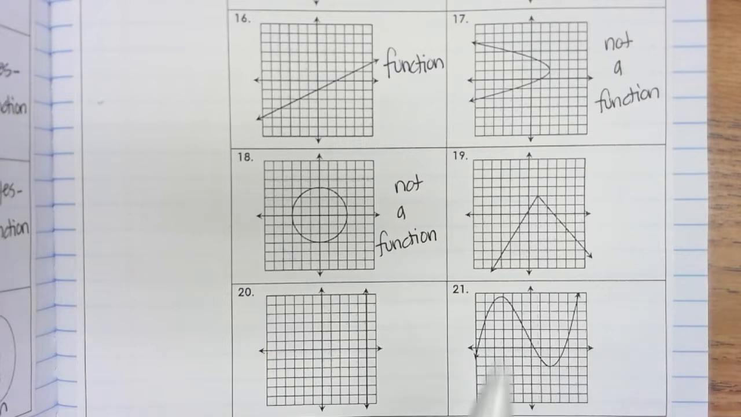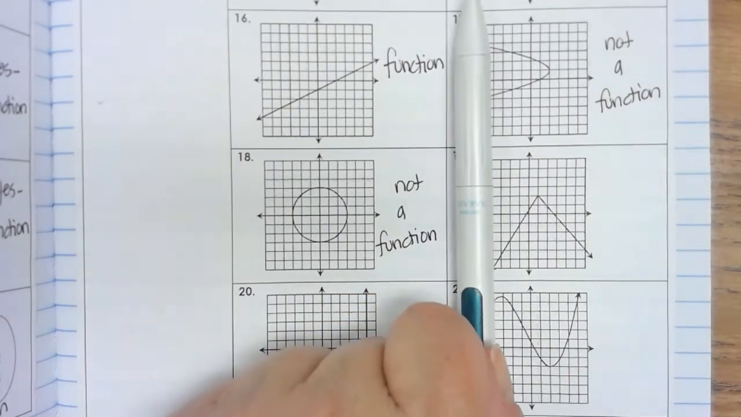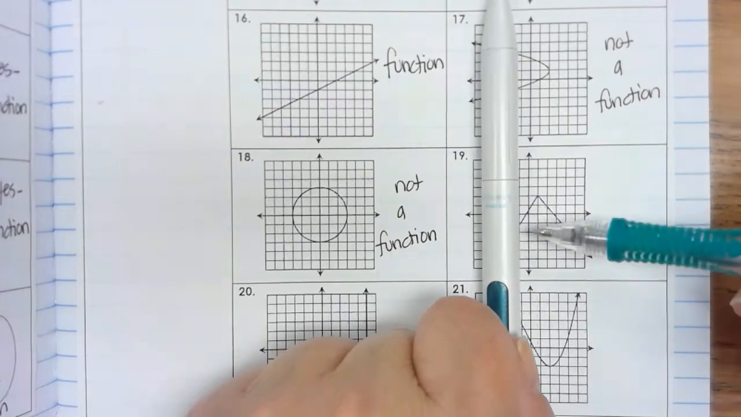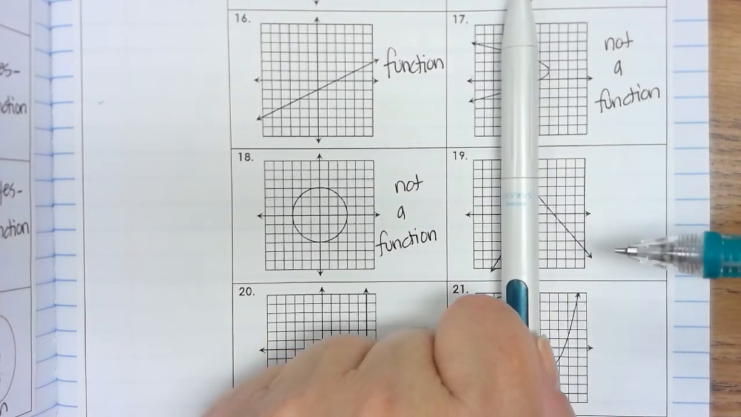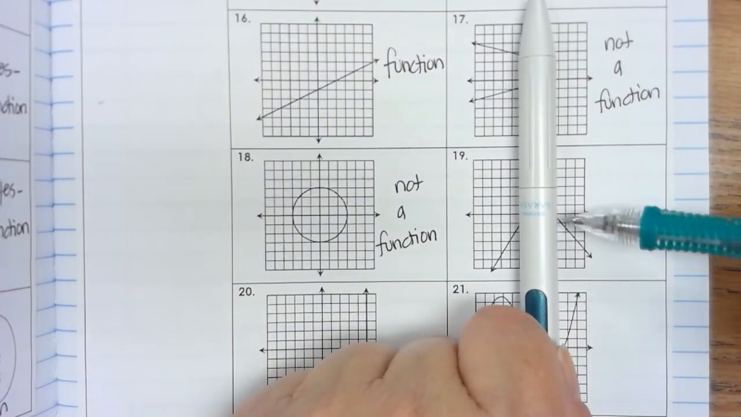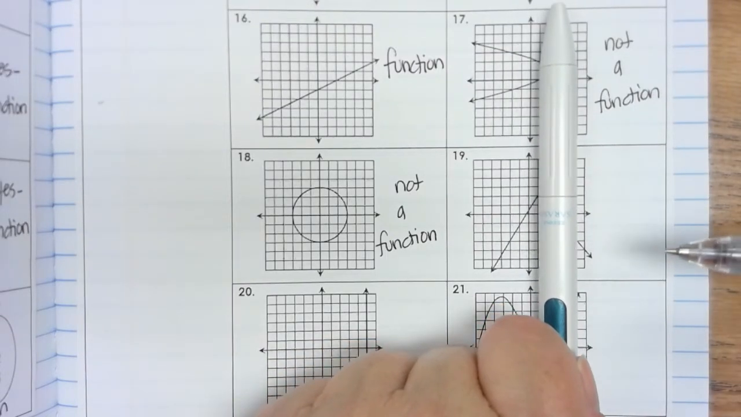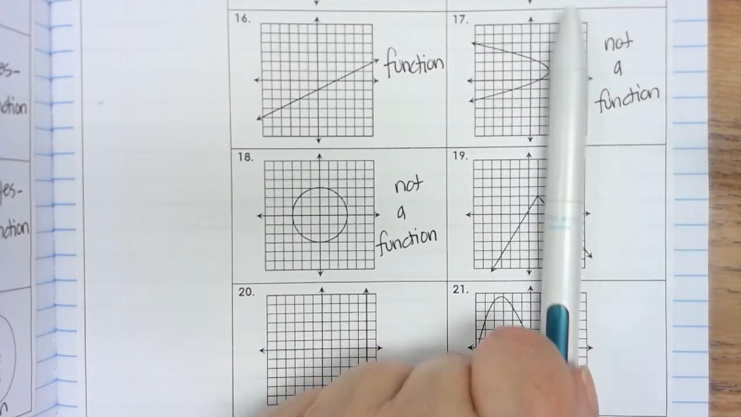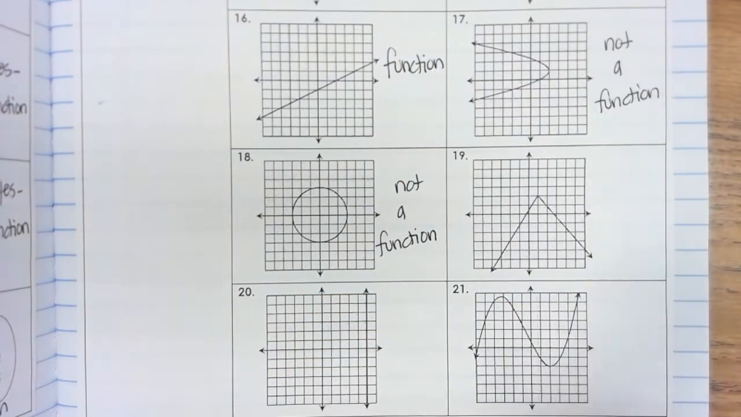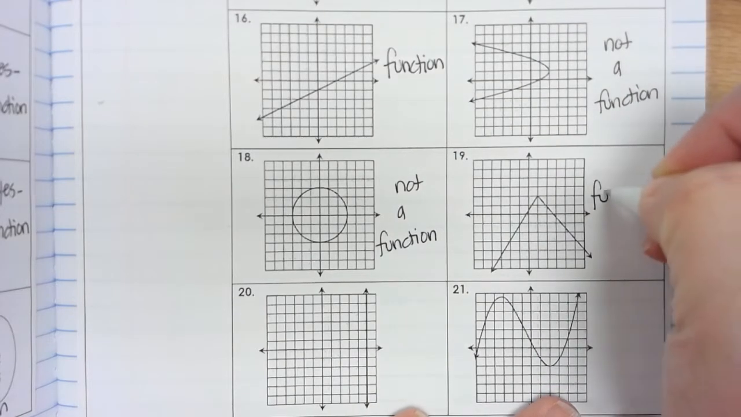Number 19, if I drag my pen over, right here I've got touching in one spot, come over further, touching right there, one spot, up at the top, touching right there, one spot, keep going, one spot. So no matter where I put my pen, I'm only touching this line in one place, so this is a function.